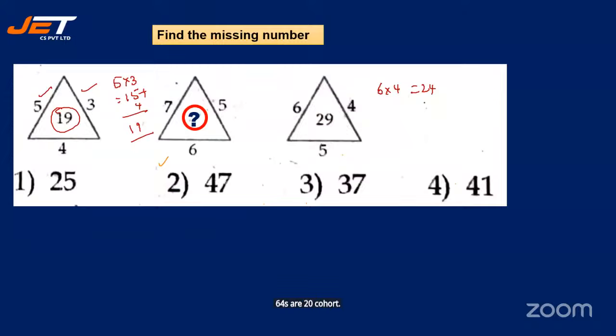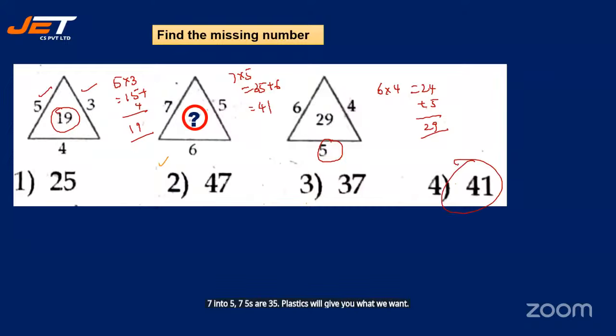Plus if you add 5, you get 29. Likewise, 7 into 5, 7 5s are 35. Plus 6 will give you 41. So your option 4 must be the correct answer.